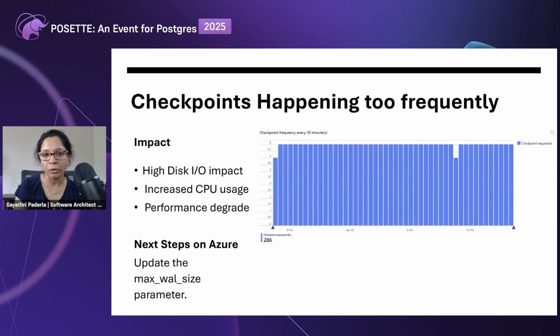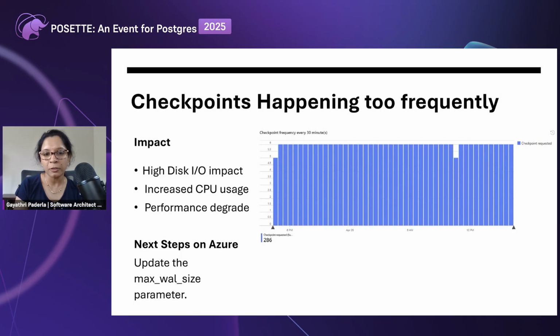In such scenarios, it impacts the server by using up a lot of the disk IO, and it uses CPU resources and also degrades the performance of the other workload happening on the server, because it's using most of the resources in doing checkpoints itself. So to avoid that, in this recommendation we walk you through a recommended action where we ask you to update your max WAL size parameter accordingly.